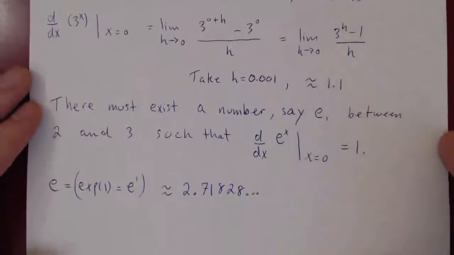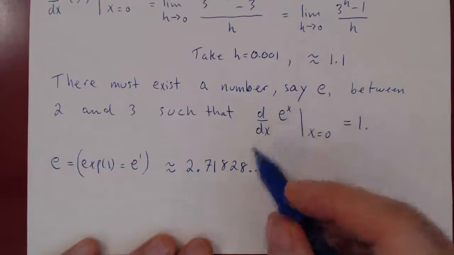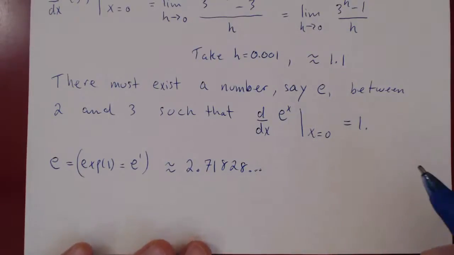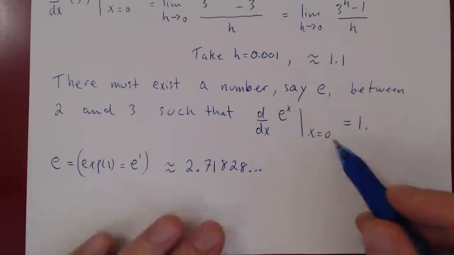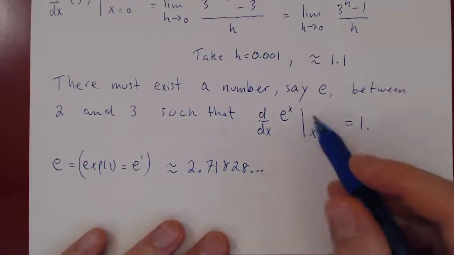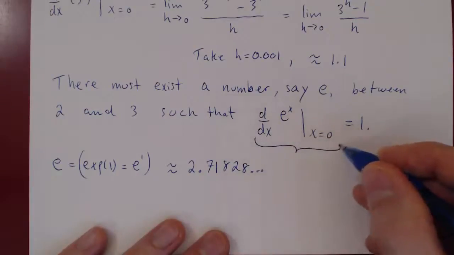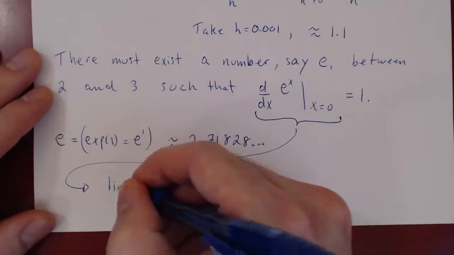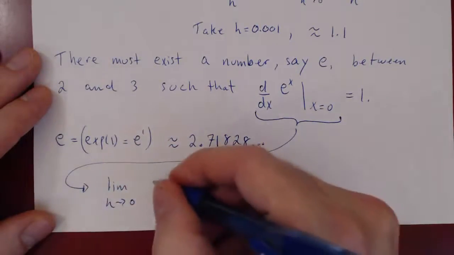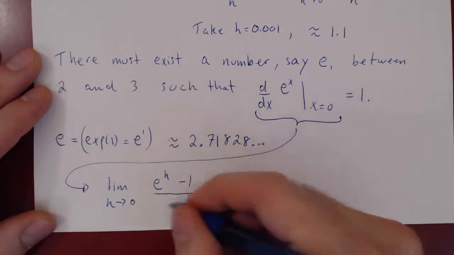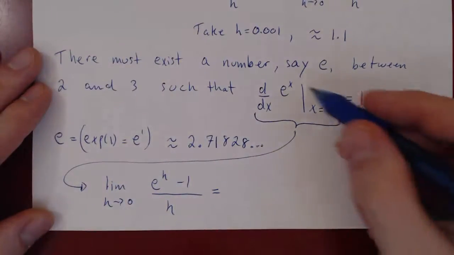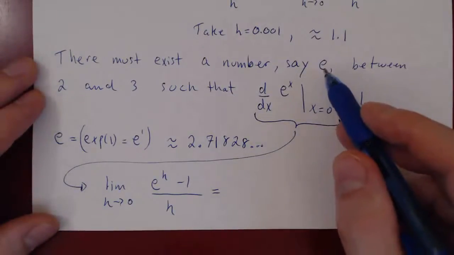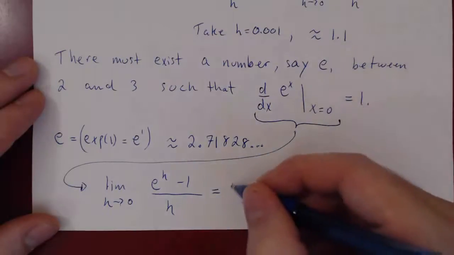Another question is, we have that the derivative of e to the x, with this choice of e, 2.71828, is exactly equal to 1 at 0. Well, what about the derivative of this function at other values of x? Let's just rewrite what this gives us as a limit. You'll have the limit as h approaches 0 of e to the h minus 1 over h, and this limit is the derivative of e to the x, specifically at x equals 0. And we chose e so that the derivative at 0 is exactly equal to 1.